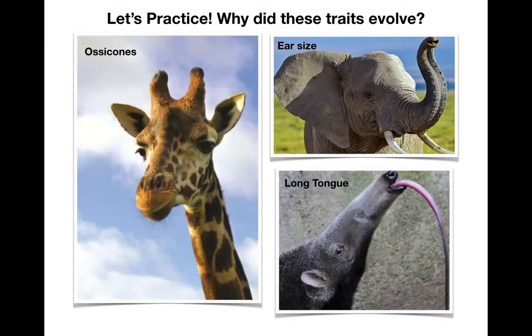Okay, so let's practice this with some other traits here. We have 3 other traits. We have the ossicones of a giraffe, up here is called the ossicones, the size of the ears on an elephant, and the long tongue of an anteater. I want you to pause and talk to somebody else about how those traits evolved. Okay, all of these traits would have to evolve from the same 4 principles.